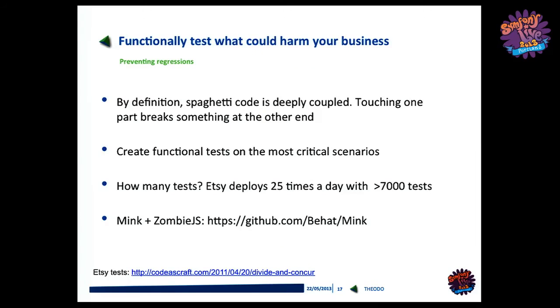So the first thing to do is usually, legacy applications don't have any tests. I mean, if you have some, you're lucky. And by definition, when you look at a legacy app, which has not been well architected, it's deeply coupled. So it means that touching one part will break something in the completely other end of the application, something you didn't even think about.